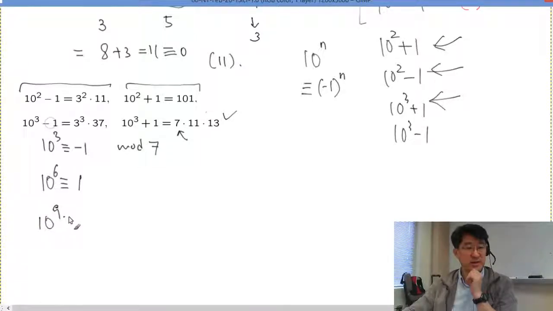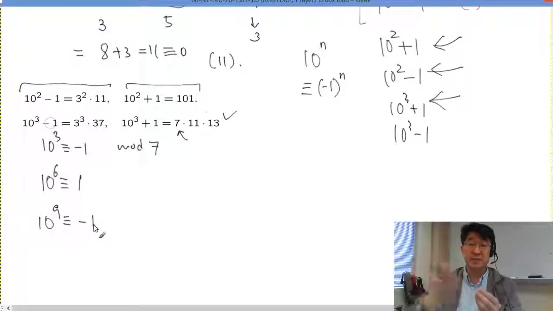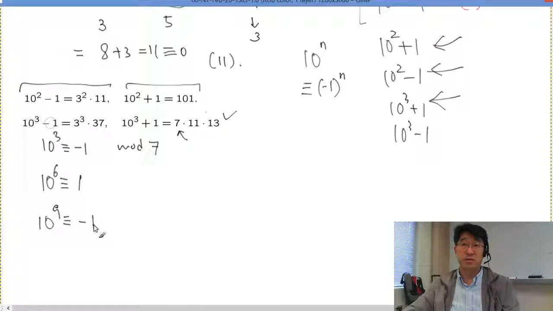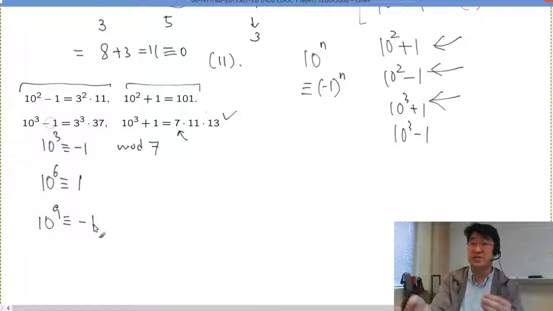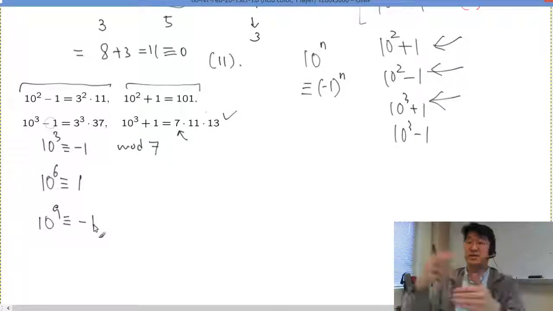It's 9, that's right. And that's going to be -1, right? By multiplying 10 to the third in there. So you can't change the 10 to the first and 10 to the second, but you can change the 10 to the third, the 10 to the sixth, the 10 to the ninth, like that. Fair enough? All right, let's try it.